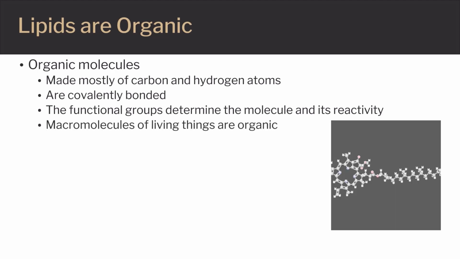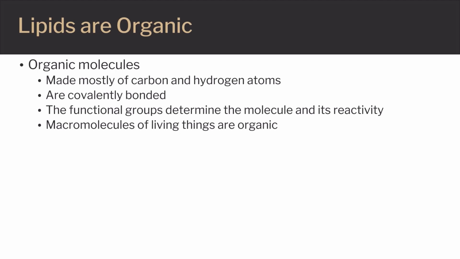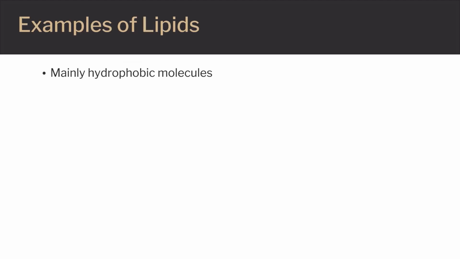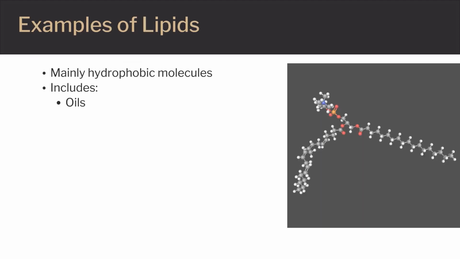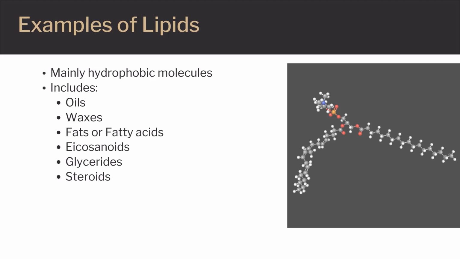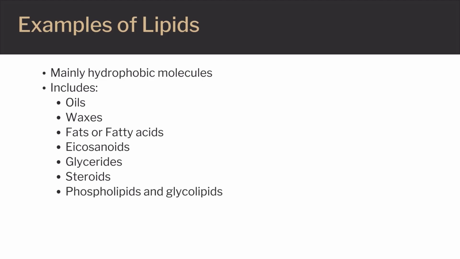The macromolecules of living organisms, including carbohydrates, proteins, lipids, and nucleic acids, are considered organic molecules. Lipids are mainly hydrophobic molecules that include oils, waxes, fats or fatty acids, eicosanoids, glycerides, steroids, phospholipids, and glycolipids. We will go over each of these types of lipids in this presentation.